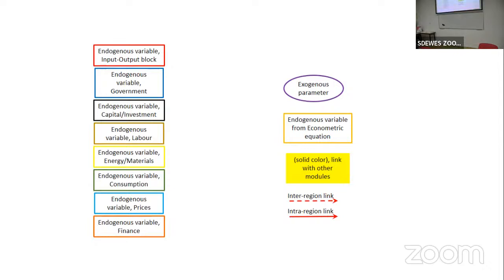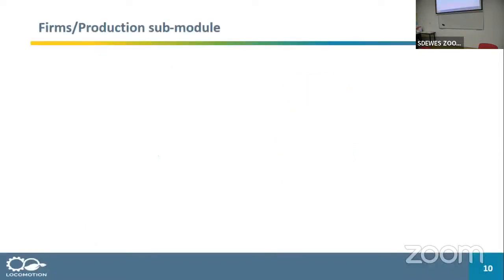The exogenous parameters are those ones. Then we have endogenous variables for econometric equations. The solid colors mean links with other models. And then we have interregional links and intra-regional links. Interregional means that they differ between countries, and intra-regional is something that is going on within the economy of one of the regions. So I will start with the production block.